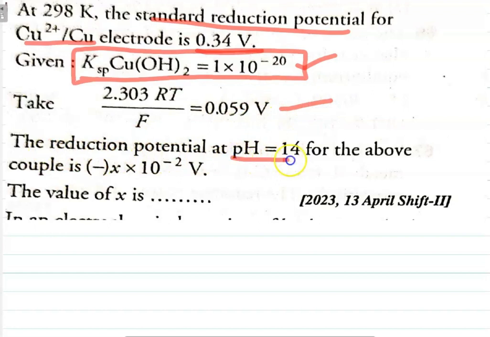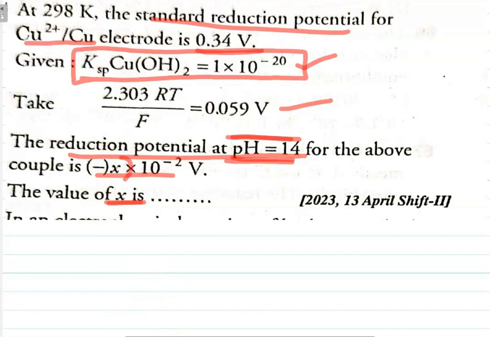So the reduction potential at pH equal to 14. The pH is being given. You need to calculate the reduction potential at pH equal to 14 for the above redox couple. In that, what is X? That means we need to calculate the reduction potential, and from that you need to get the value of X here.